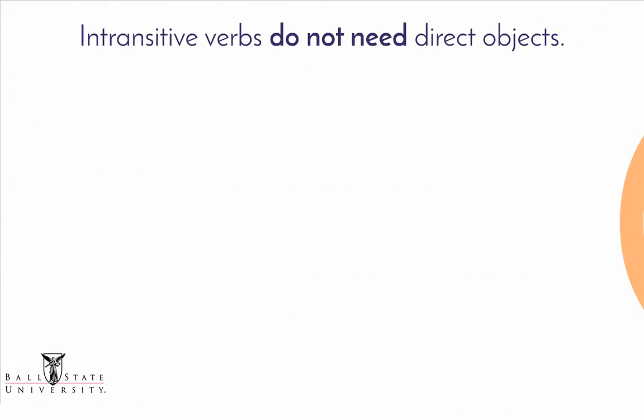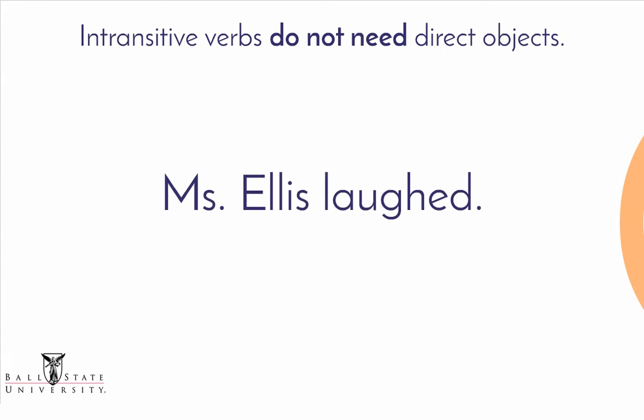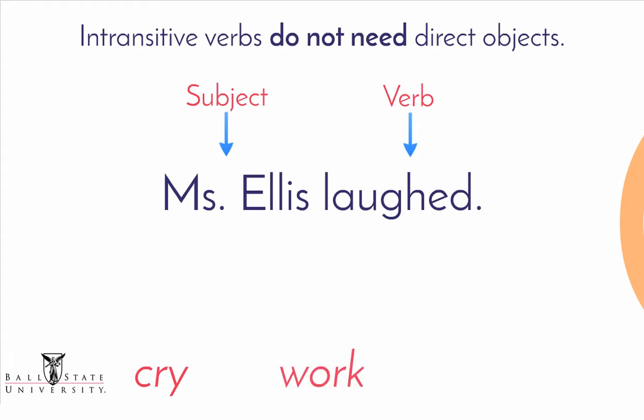On the other hand, intransitive verbs do not have or take an object. For example, Miss Ellis laughed. In this sentence, we do not need an object to complete the meaning. A few other examples of common intransitive verbs include cry, work, and talk.